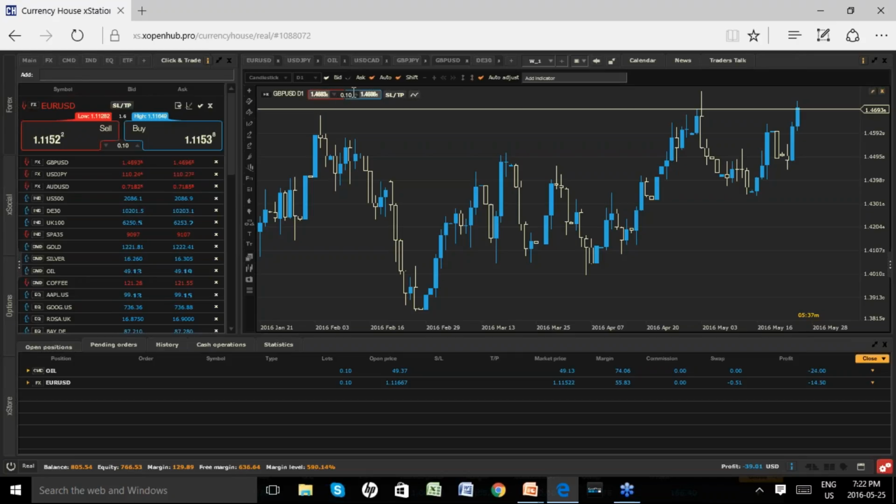This is the lot size. That's how big your contract is. For beginners and individuals just starting off trading, just stick to 0.1 lots. That's a safe one. You really don't expose yourself too much in the market. You have very, very minimal losses if you do that. So let's go ahead and short it.